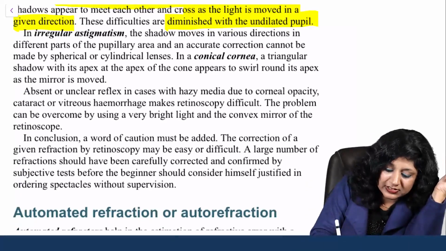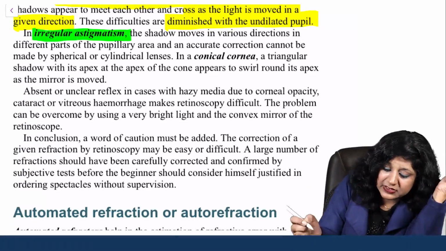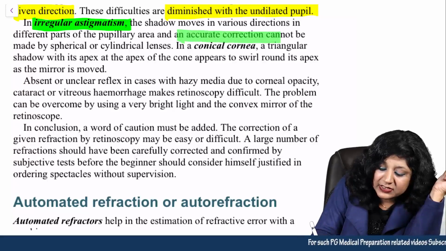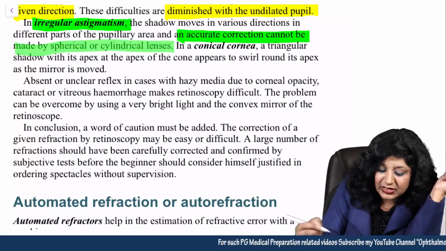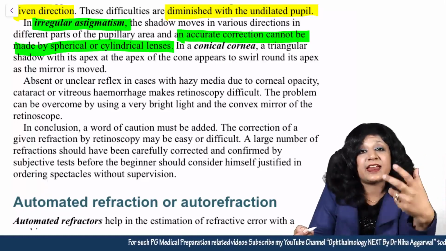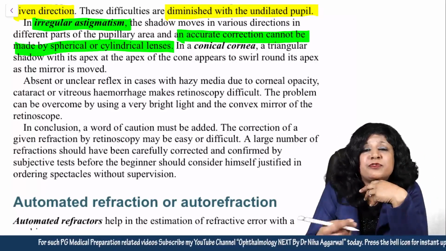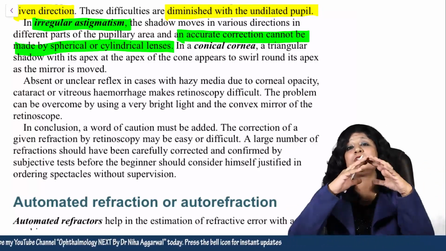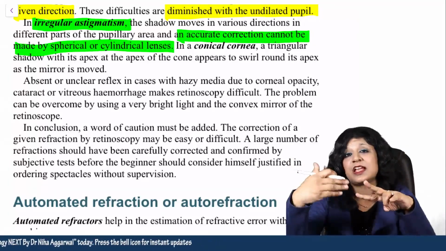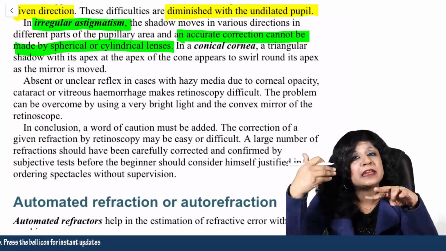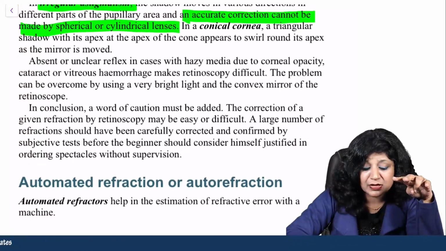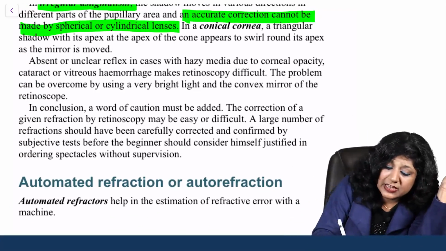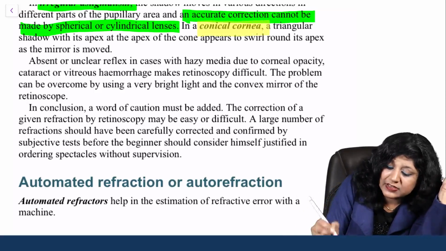Now we come to irregular astigmatism. In irregular astigmatism, the shadow moves in various directions in different parts of the pupillary area, and therefore an accurate correction cannot be made by spherical and cylindrical lenses. As the word itself says, this is irregular. You have very varied curvatures in the cornea, leading to irregular astigmatism. So here you don't have just two shadows cutting each other, that is the scissors shadow. Rather, you have many shadows, and these make it difficult to correct with spherical as well as cylindrical lenses.